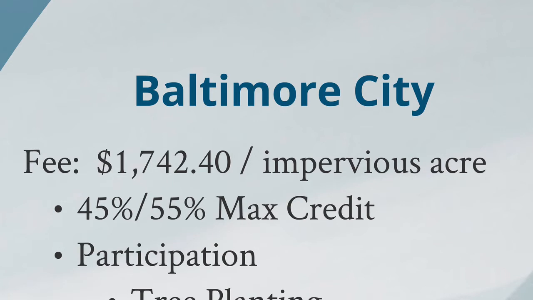Municipalities are using an ERU, or equivalent residential unit, which is rather confusing when you start to compare different municipalities to each other. An ERU may be a different size in one county versus the other, so we prefer to break it down into how much you are paying per impervious acre on your site. So Baltimore City, you're at $1,700. They have a maximum credit of up to 55%.